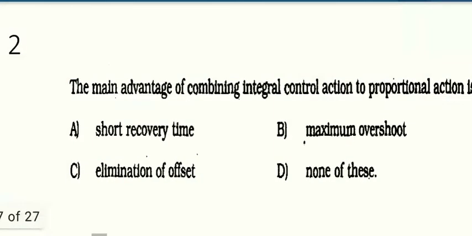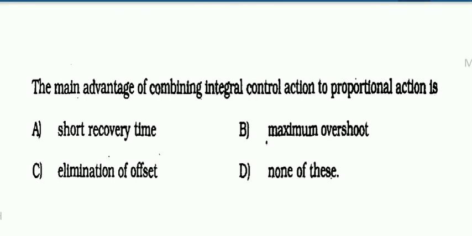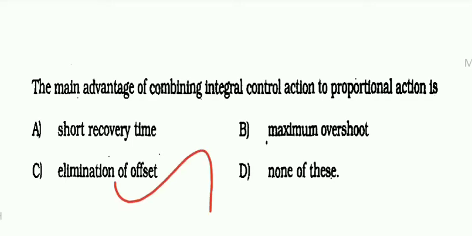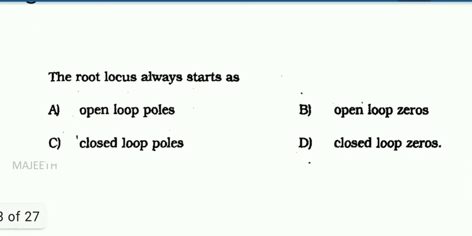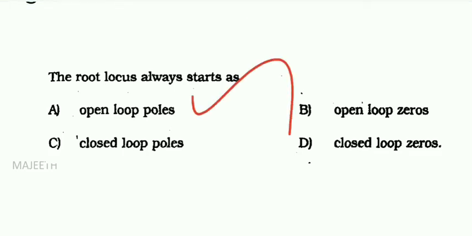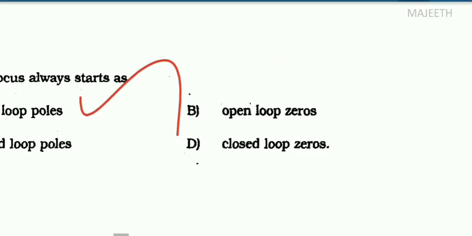Next one, the main advantage of combining integral control system to proportional action is, what is the main advantage? It is reducing offset, or eliminates the offset. So that is the perfect answer. Elimination of offset is the correct answer. Next one, the root locus always starts at open loop poles, right?